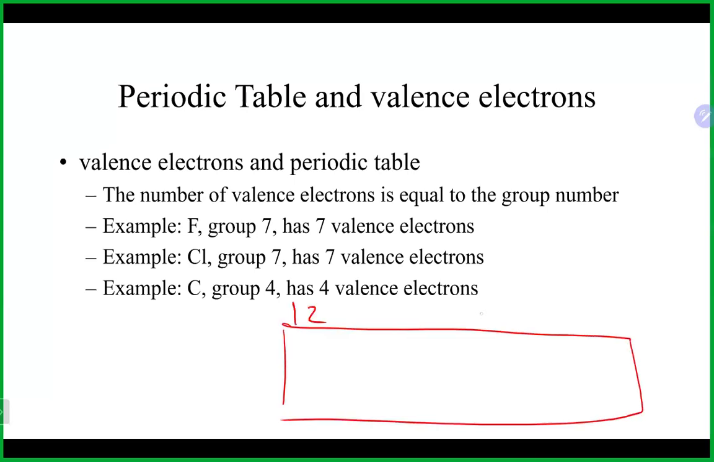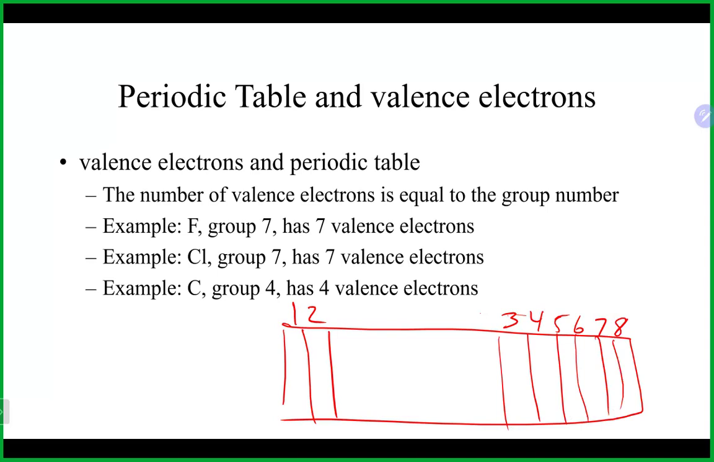So 1, 2, 3, 4, 5, 6, 7, 8. When we talk about our representative elements, everybody in group 1 has 1 valence electron, and so on up to 8 valence electrons. If you look at fluorine, that is group 7, so it has 7 valence electrons. Chlorine, also group 7, has 7. Carbon, which is group 4, has 4 valence electrons. Again, for carbon, 1s2, 2s2, 2p2. These are the 4 valence electrons in carbon.